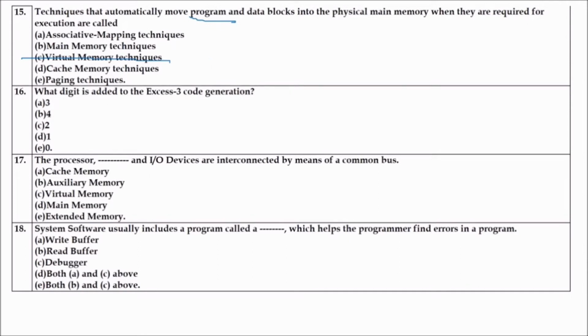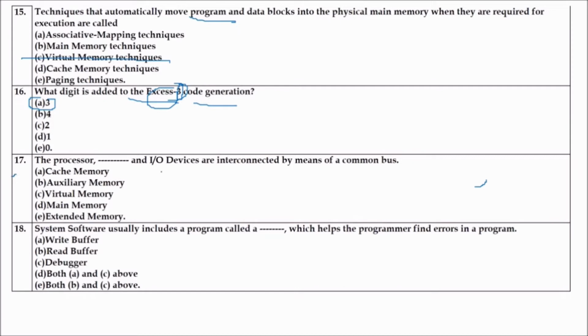Okay. Next question is, what digit is added in the XS3 code generation? The answer is 3, because the XS3 code generation takes 3 as excess of the binary code. It is found by adding 3 to the final value.